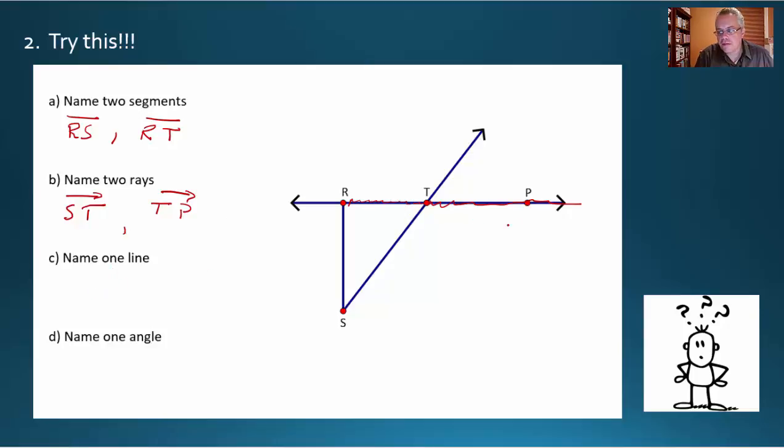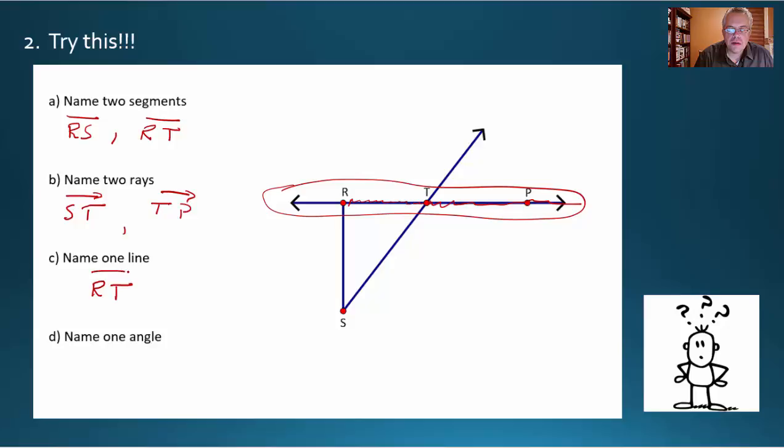Okay, it's part of this line. All right, it's half of it. Okay, now name a line. There's only really one line we can find in here, and that's this whole thing right here. All of that is a line. So we have points R, T, P on the line. We can use any 2 of them. I'll just use R and T. So RT, and then I'm going to put the line symbol above it.